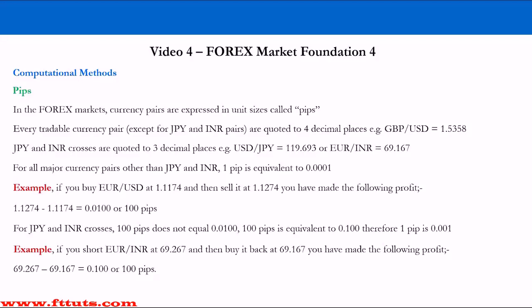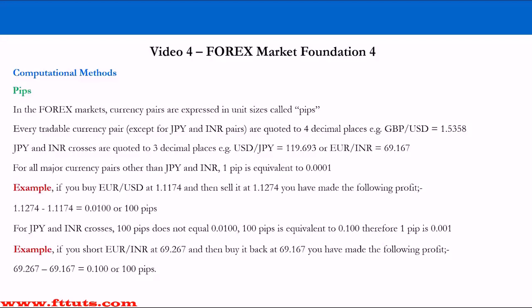So if the currency pair is quoted to 4 decimal places, one unit size, 1 pip, is equivalent to spot 0.0001. So for example, if you bought euro dollar at 1.1174 and then sold it at 1.1274, you will have made 100 pips profit. So you just minus 1.1174 from 1.1274.